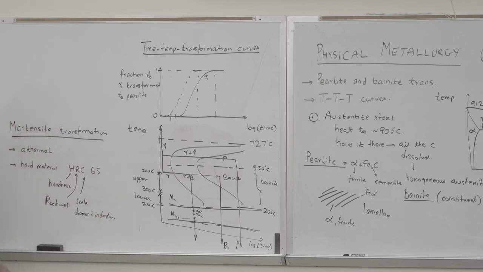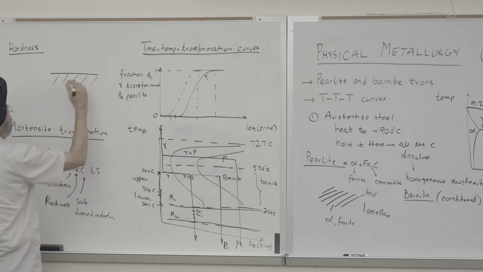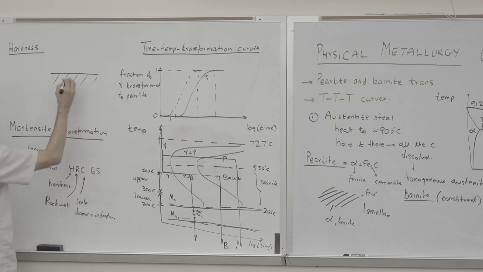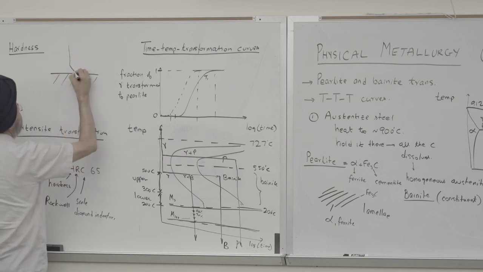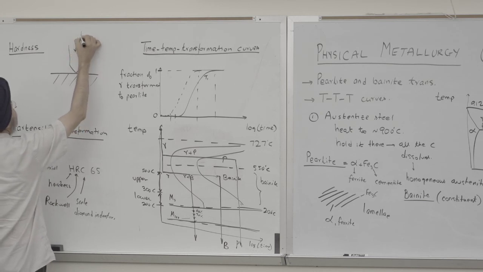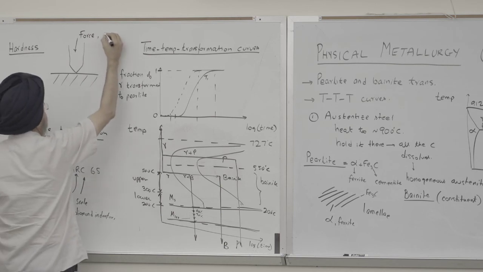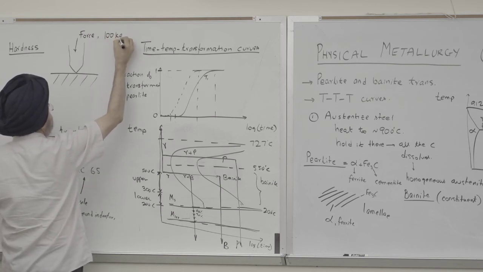So maybe let me take a minor detour and talk about how you measure hardness. Hardness is one of the most important properties in metallurgy that we measure. The way we measure hardness is, let's say we take a piece of steel. This is the surface, this is a cross section, and we bring an indenter, a sharp object, onto the steel, and then we apply force. Typically, on the C scale, I think we apply 100 kilograms, and this is diamond.